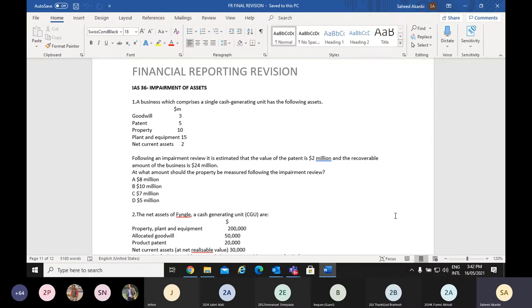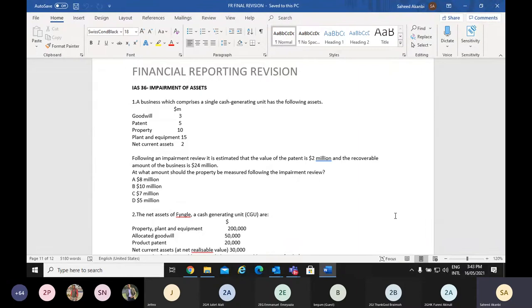When I say recoverable value, what does it mean? Recoverable value is the higher of the value in use of an asset and the fair value less cost to sell the asset. That means recoverable value has two different elements. Number one, value in use of an asset. And number two, fair value less estimated cost to sell the asset. So let me pick the first one, which is the value in use. When I say value in use, what does it mean?